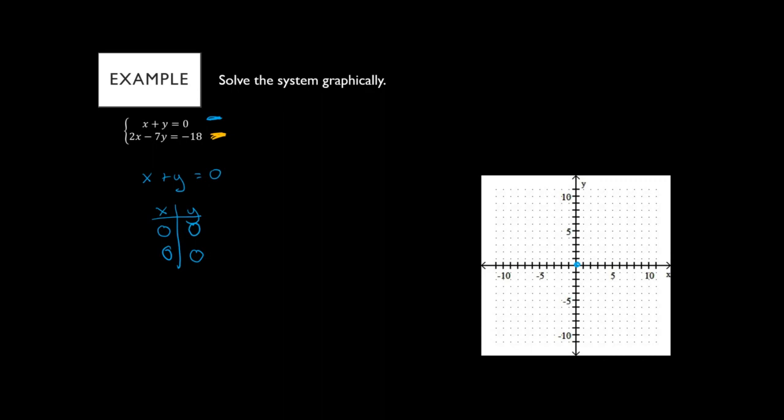So let's say I'm going to pick an x value of 5. I picked that because my graph goes to 10, so I just picked halfway. If I plug 5 in for x, I get 5 plus y equals 0, so I have to subtract the 5 from both sides. So we get y equals negative 5.